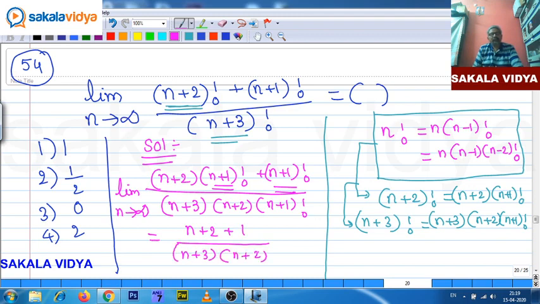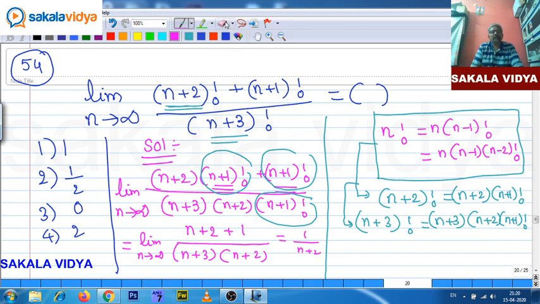Because (n plus 1) factorial has been taken common and cancelled out, this is the remaining one. Limit n approaches to infinity, this becomes n plus 3 cancel. So, we have 1 by (n plus 2). This equals limit n approaches to infinity: infinity plus 2 is infinity, 1 by infinity is 0. So, the third option is the right option.